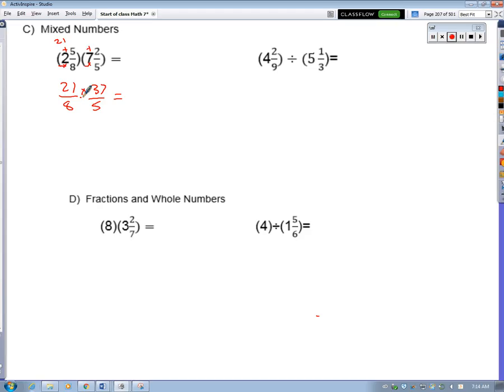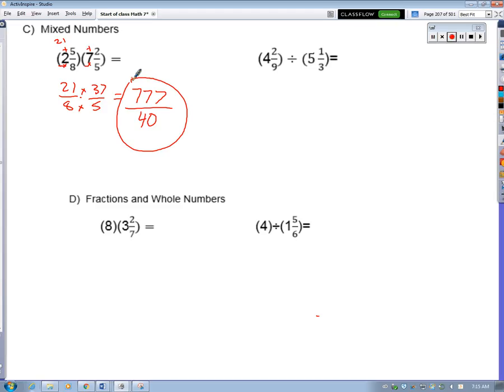21 times 37, and that's going to give me 777. Multiply across the bottom, our denominators, 8 times 5 equals 40. Okay, and unfortunately that's the best I can do. That's the fraction simplified down as much as I can get it. Sometimes it just works out that way.